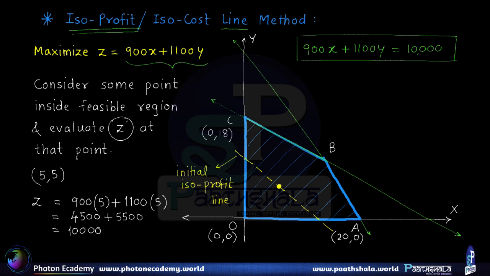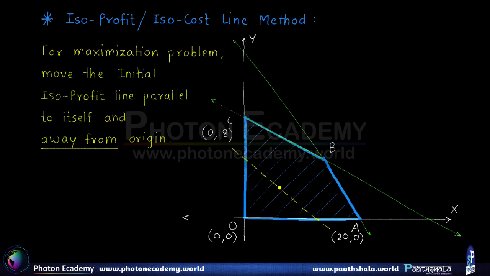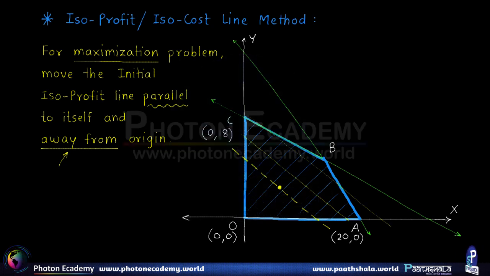Now after this, we have to perform a specific operation. Let us see what that operation is. It's mentioned in the next slide. If it is a maximization type of problem, move the initial isoprofit line parallel to itself and away from the origin. Here you see the initial isoprofit line we have already drawn. So let us move it parallel to itself and away from the origin. In this way you can see that it is going to cut through the entire feasible region.